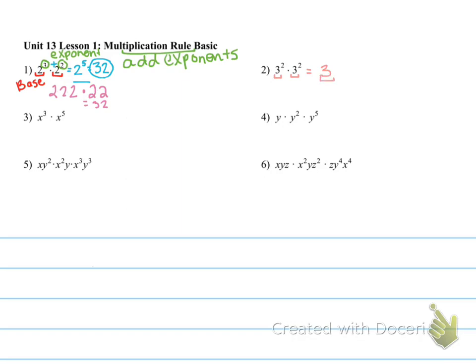Then we can look at our exponents. In this problem, I've got a 2 and a 2. And we know that when you are multiplying, you add exponents. So 2 plus 2 gives me 4. Then for our final answer in our calculator, we go 3 to the power of 4, and that would give us 81.